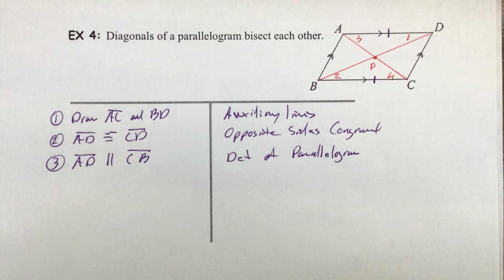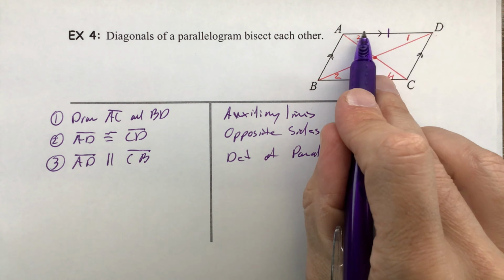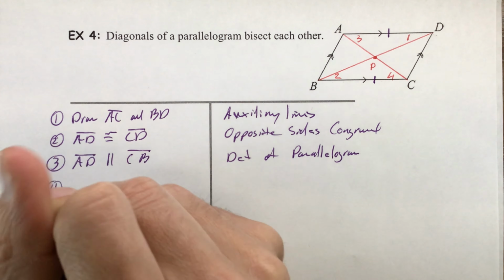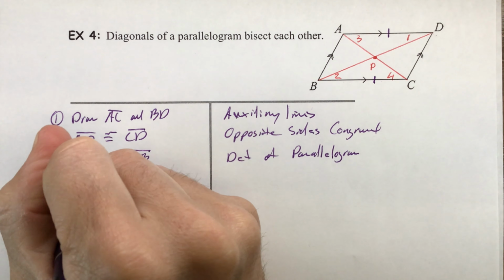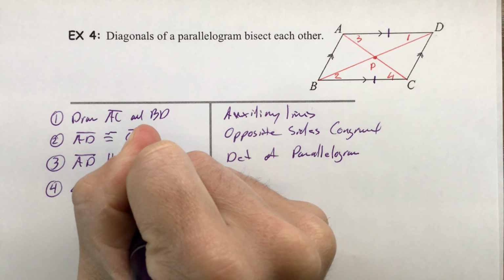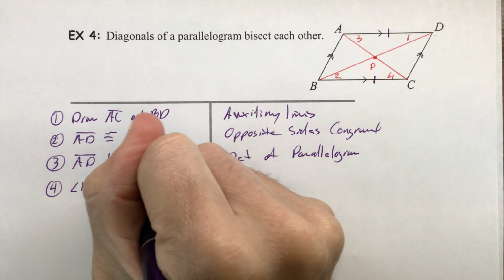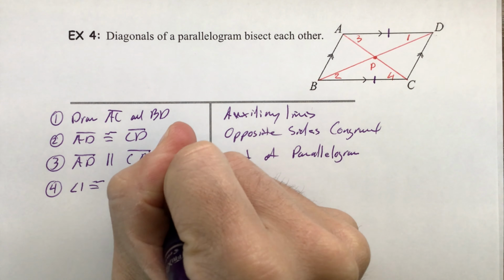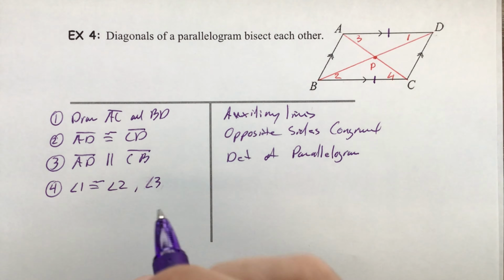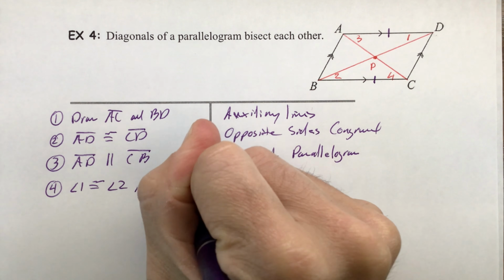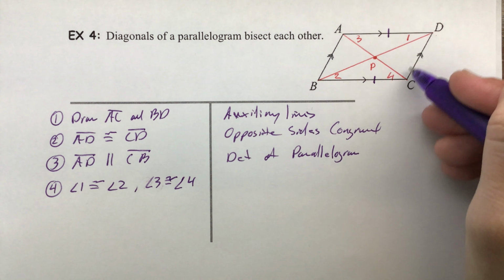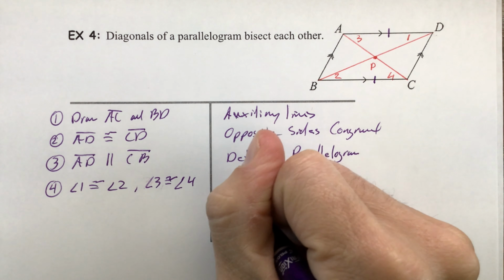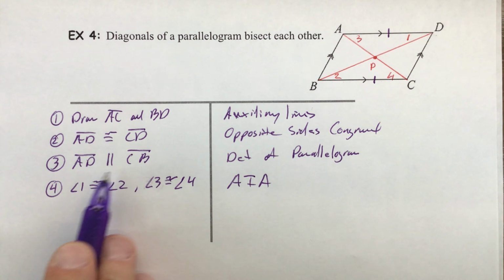Now that I've stated that these are parallel, I do get alternate interior angles, which would be congruent. So line 4, we can say that 1 and 2 are congruent, and 3 and 4 are congruent. Angle 3 and 4 are congruent. And you're going to notice I didn't use the sides over here. I can do everything based off of the top and the bottom. They're congruent by AIA, because the lines are parallel, of course.